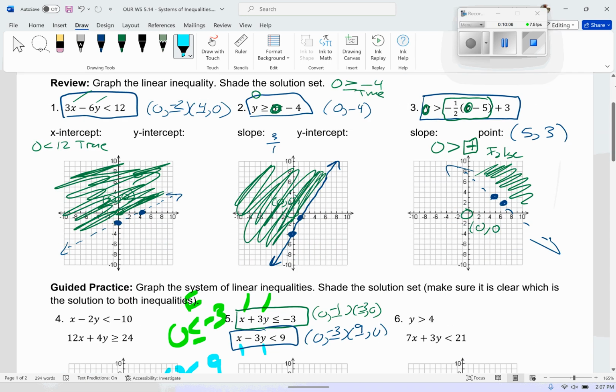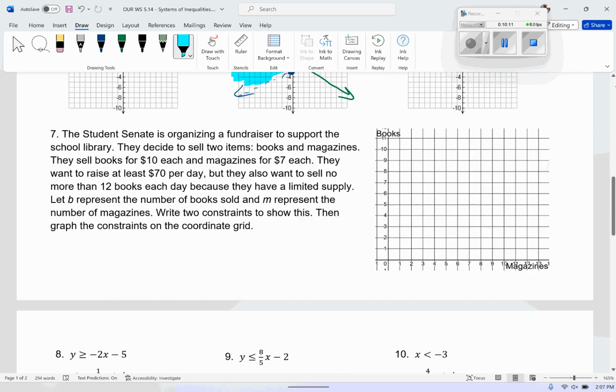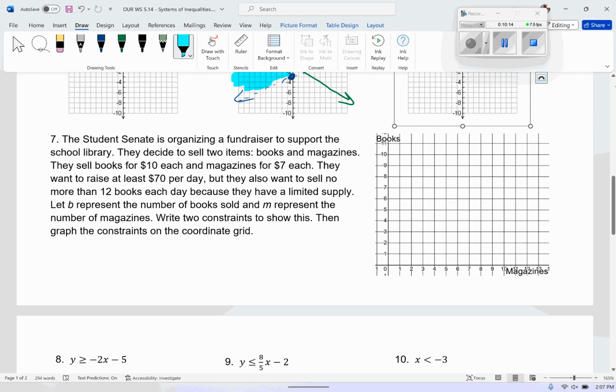All right. So we're done with this page. We did this problem. Help me out? What did I do for number 7? We did it? We did it? Good.